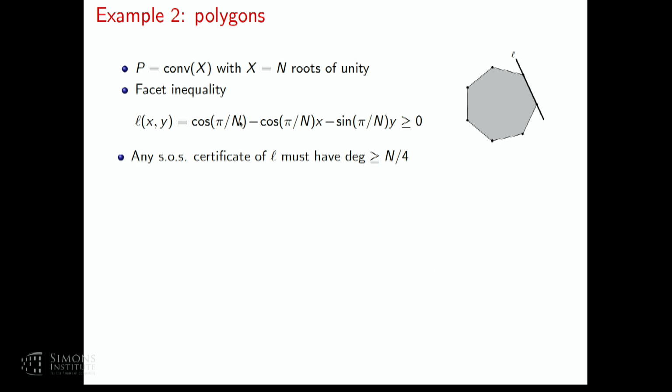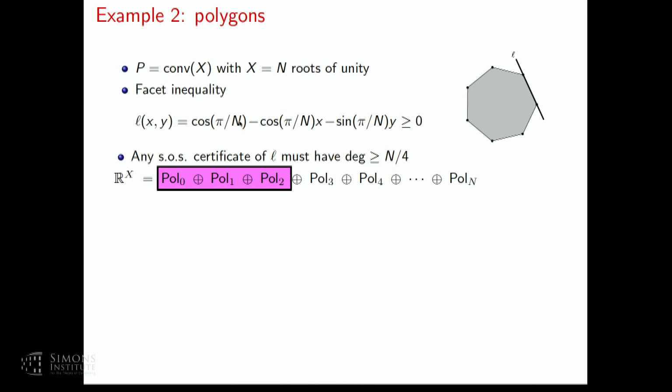The reason is that if you use a smaller degree, the identity that you would write would be valid on the whole circle. You would not feel the fact that you are on the n roots of unity, and so it would hold on the whole circle, which is not true. Remember how the Lasserre hierarchy works: you try polynomials of increasing degree until you can certify the non-negativity of this. And so what this tells us is that you have to go to degree at least n over 4.